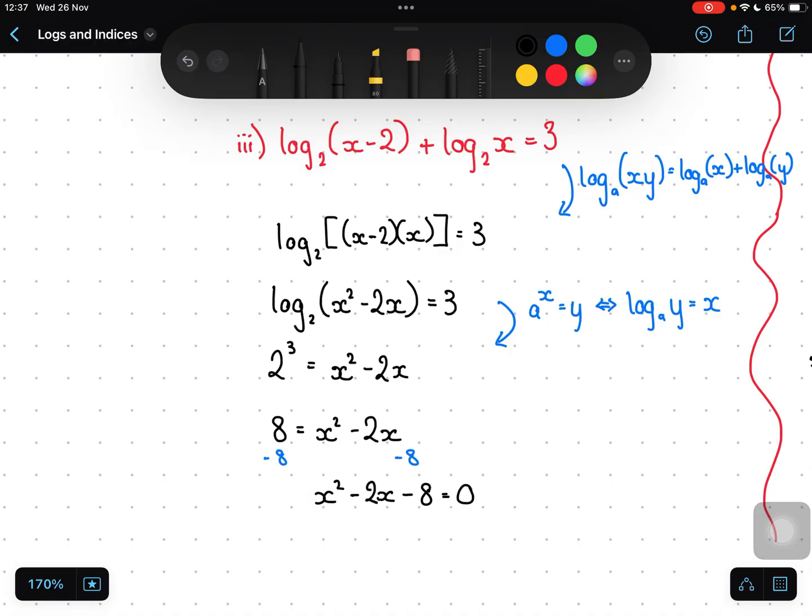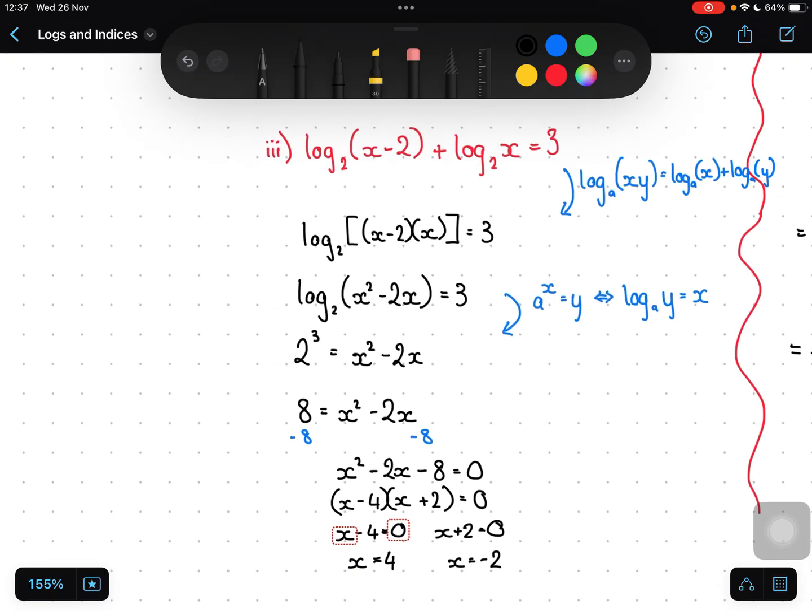Now you just have a normal quadratic that's really quick to factorize. You are looking for two numbers that multiply to give you minus 8 and add to give you minus 2. So we're going to put x first in both, and then I'm going to use minus 4 and plus 2. If I do that, then x minus 4 could be 0, in which case x is 4. Or my other option is that x plus 2 is 0, in which case x is minus 2.